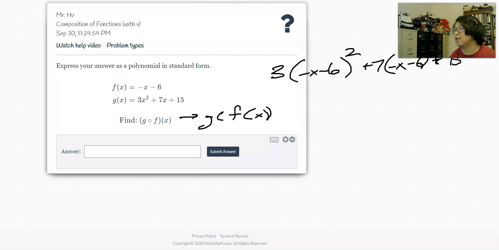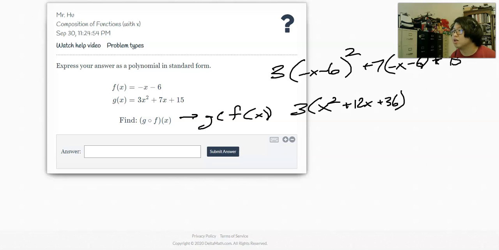So let me actually do the squaring first, because remember PEMDAS, you got to do exponents before you do multiplication. So I'm going to leave that out here for the moment. Negative x minus 6 squared. That's going to be x squared plus 12x, I do believe, plus 36.